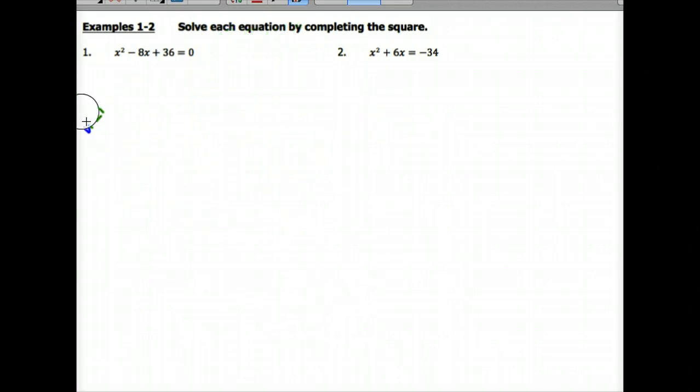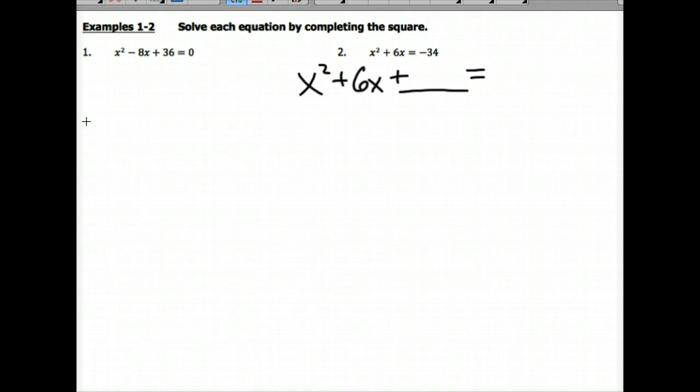So in number 2, I have x squared plus 6x equals negative 34. This time, my constant term is already on the right side, so that's good. That's where I want it. So I'm just going to draw in my blanks for this one. So I've got x squared plus 6x, I'll add in my blank over here, equals negative 34 plus, and then add in my blank right there.